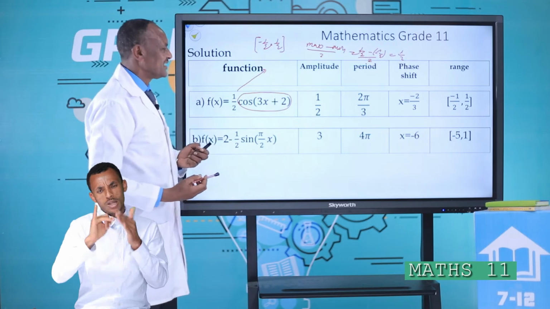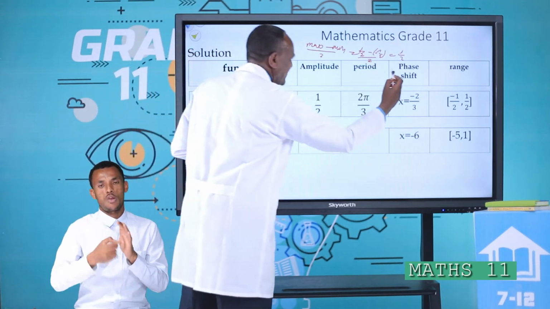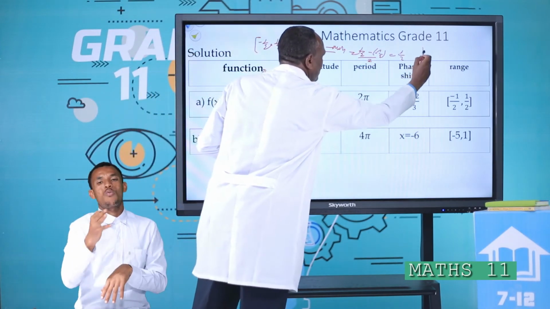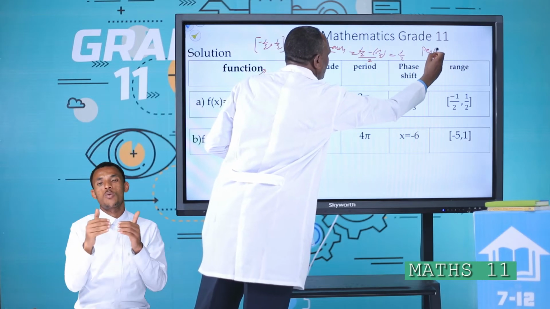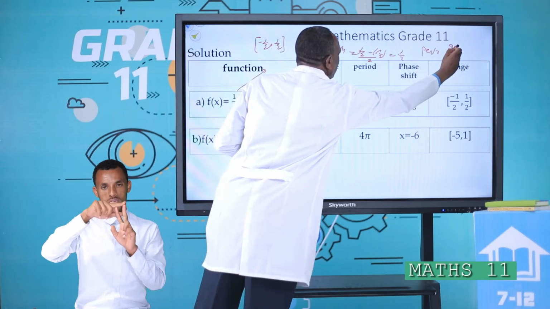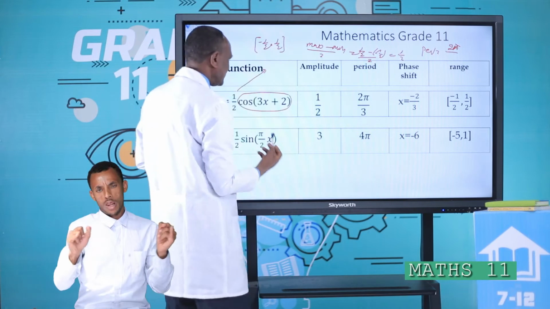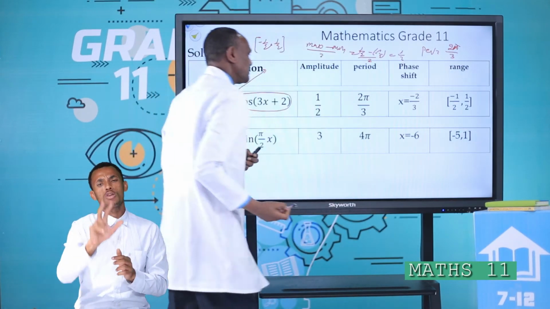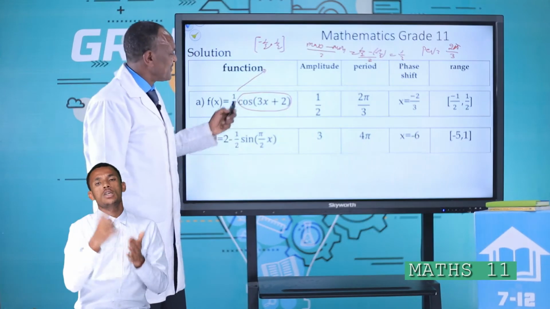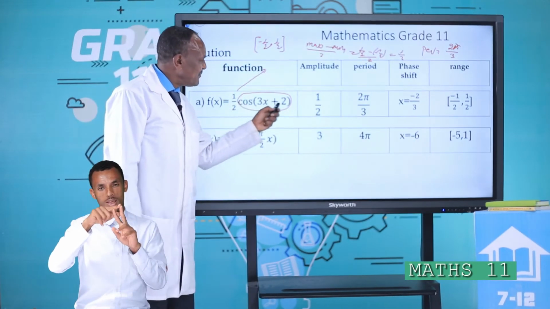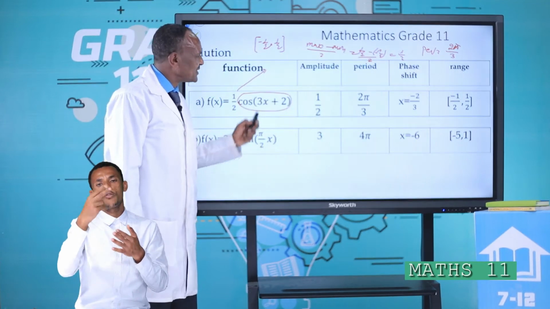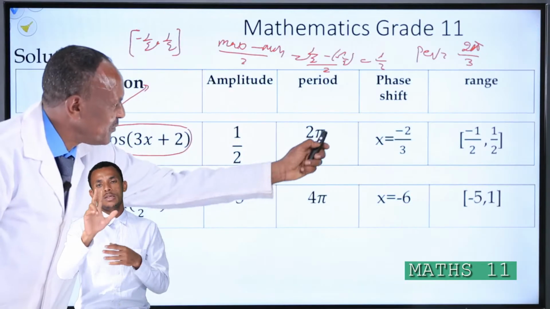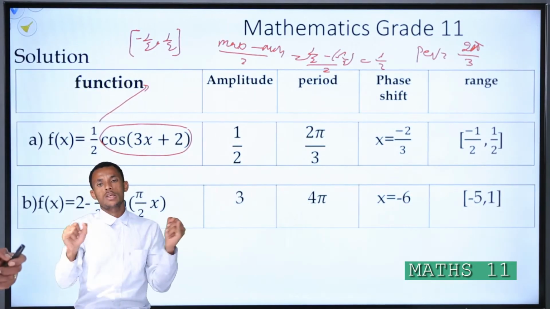What is the period? The cosine function has a period equal to 2 pi. That must be divided by a constant number, the coefficient of x, which is equal to 3. So the cosine function has a period of 2 pi. Since I multiply the variable by a constant number 3, the period 2 pi should be divided by the coefficient.